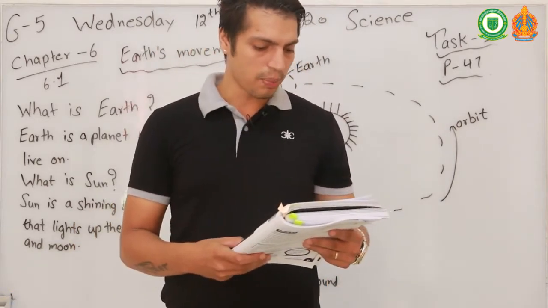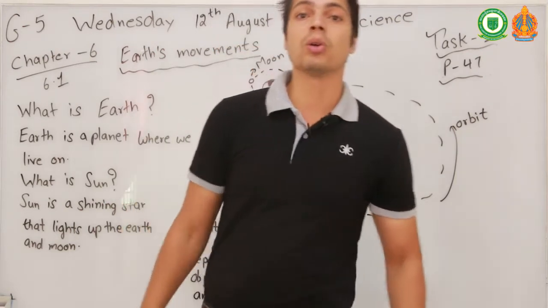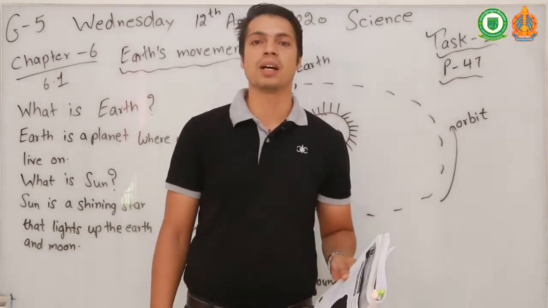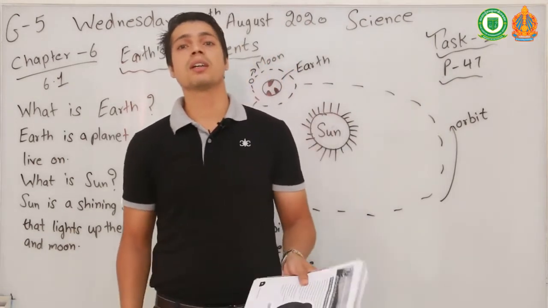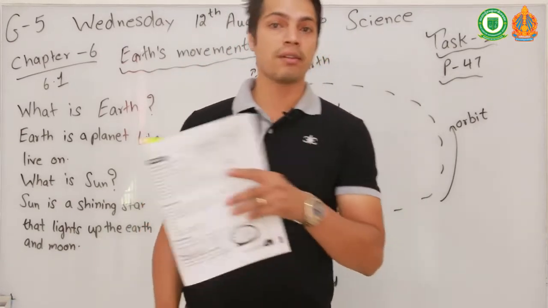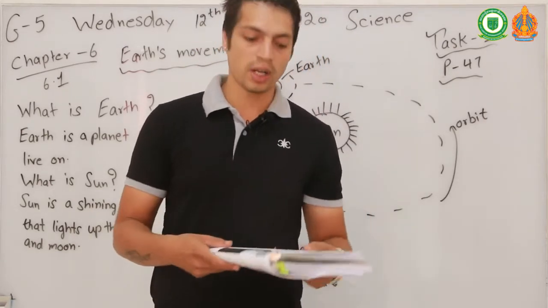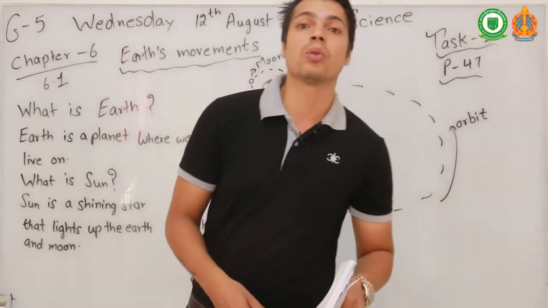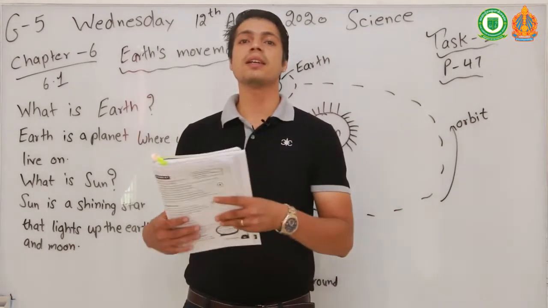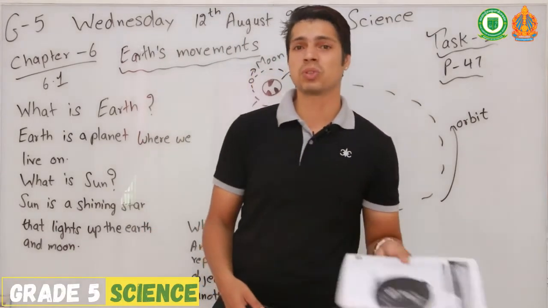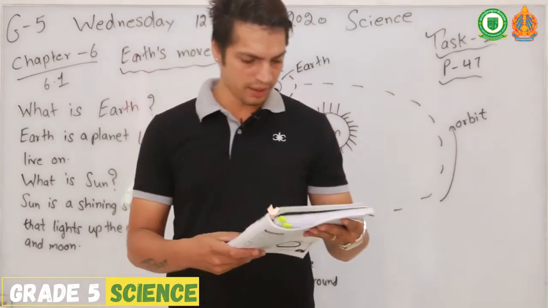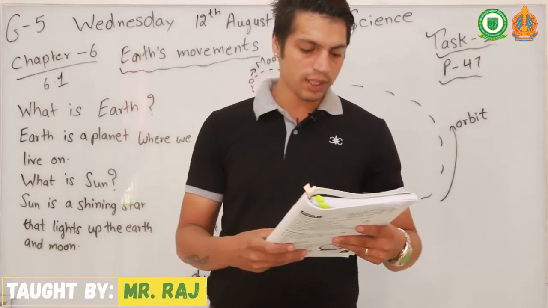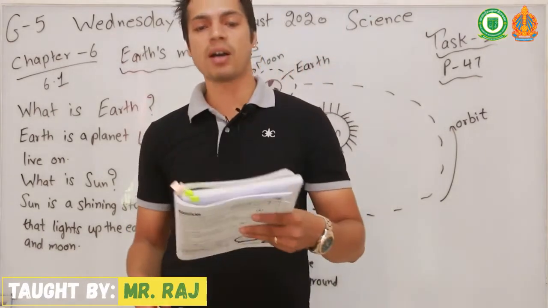The sun lights up part of earth and the moon. The sun gives us light, so it lights up the earth and the moon. The moon does not have its own light, so it reflects the light from the sun to earth. The sun is shining because it is a star. There are so many stars in the universe, and all stars give out light. All the stars have their own light.